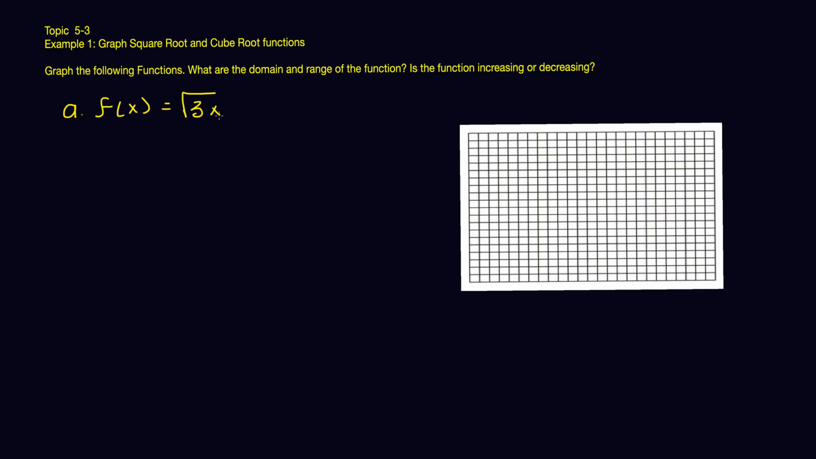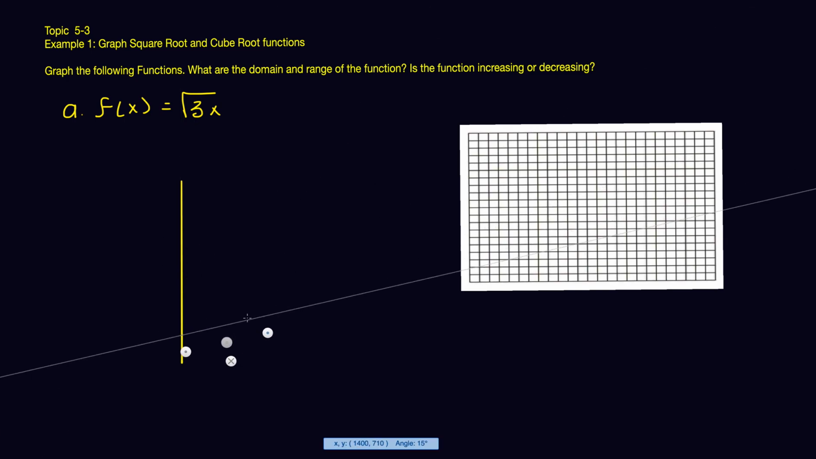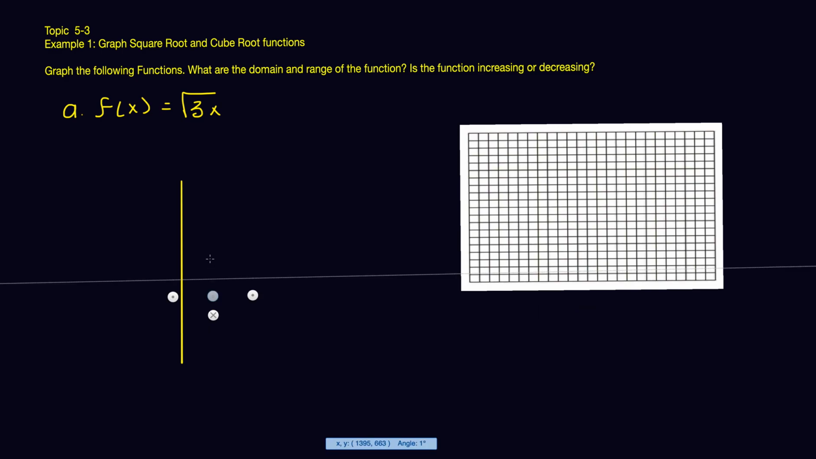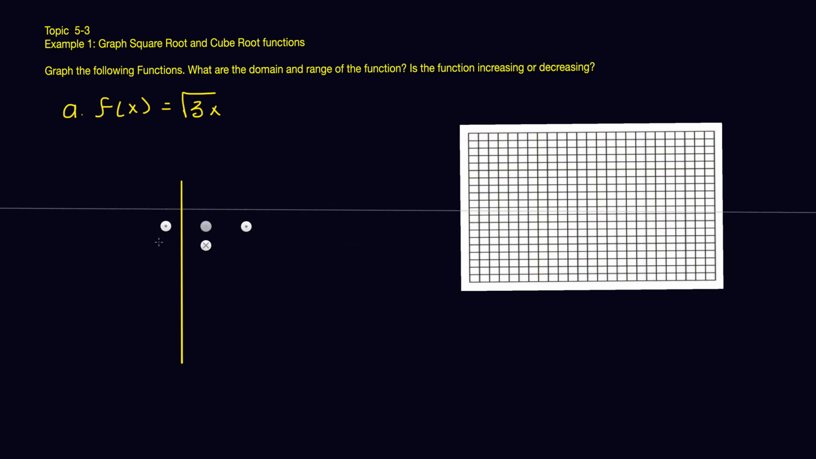The most basic thing to do is to always make a t-table. I have a nice little line here in this new software, and I am going to use it to make sure that my lines are at least straight. It's not going to be the best, but it's going to be a little better than my sketches in the past. So we're just going to make a t-table. If you remember a t-table back in Algebra 1, you have your x values here, and your f of x values, or your y values, on the right-hand side.